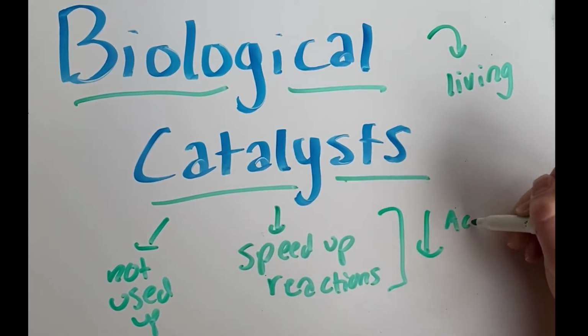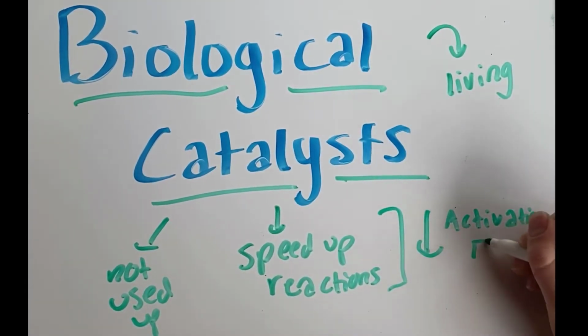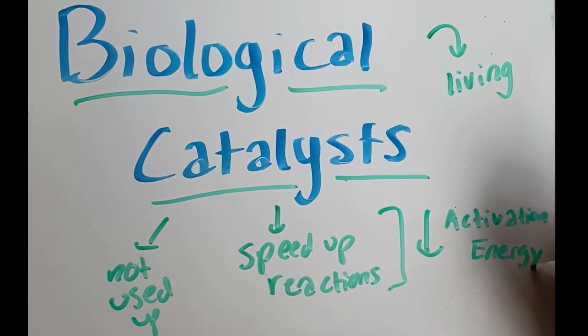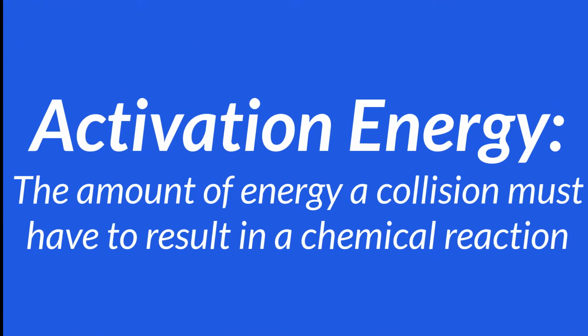Enzymes are able to speed up reactions by lowering something called the activation energy. To understand activation energy, first you have to understand collision theory. Collision theory essentially states that all matter is made up of tiny particles that are constantly moving and colliding with each other. As you can see here with water, when two or more particles collide at just the right orientation and with enough energy, a chemical reaction can occur. The activation energy is the amount of energy a collision must have to result in a chemical reaction.